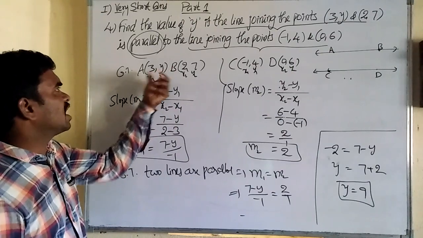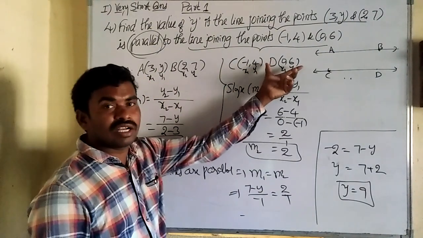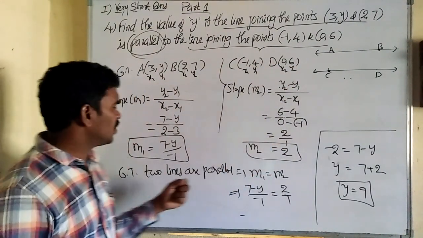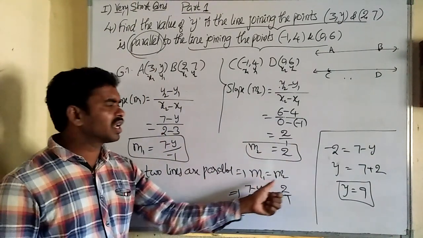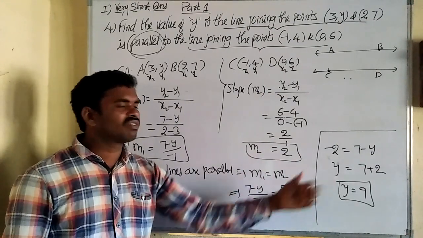We first find the slope of AB and second the slope of CD, and use the condition that is given, parallel. Parallel means what? m1 equal to m2, and substituting and simplifying we get y equal to 9.